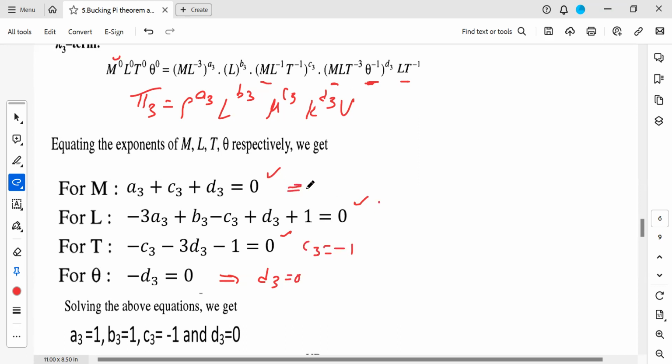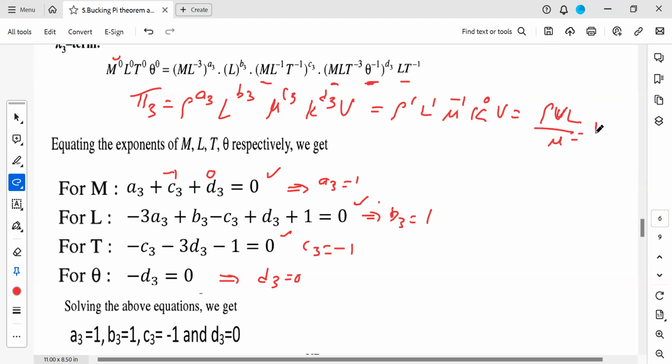If you substitute here, you will get c3 as minus 1 and d3 as 0. You will get a3 is equal to 1. And from this equation, substituting all the values, the unknown value b3 is found to be 1. So now by substituting those values, rho power a3 is 1, b3 is also 1, mu power minus 1, and next k power 0, into velocity. That means rho V L by mu we will get. This is called the Reynolds number.